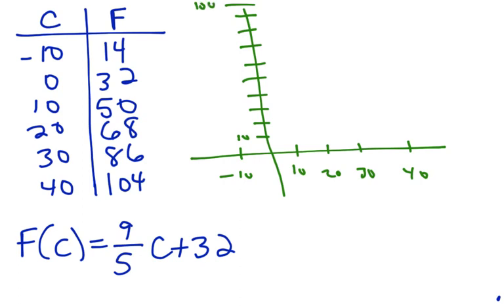So when it's -10 degrees, it's about 14. When it's 0, it's 32. When it's 10, we said it was about 50. When it was 20, it was about 68. When it was 30, it's about 86. And when it was at 40 degrees Celsius, it was about 104. And what you'll find out is that the conversion is awfully linear.